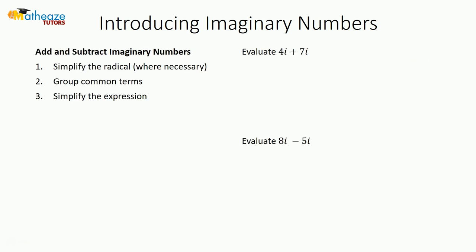Now let's look at adding and subtracting imaginary numbers. So we have a common term here. We just say 4 plus 7, and then we put an i at the end. So that's going to give us 11i. Here we have 8i minus 5i. So we have common terms. So it's going to be 8 minus 5 with an i at the end. It's going to give us 3i.